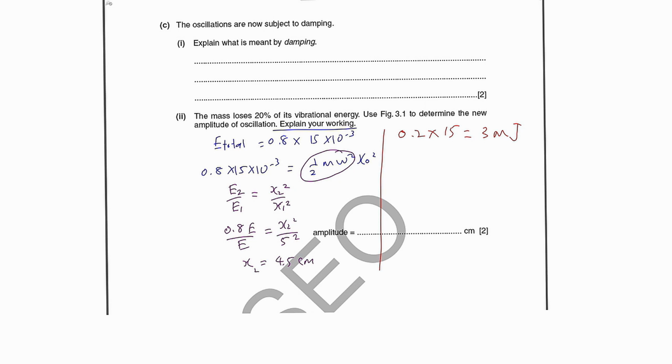That is your "explain your working" part. You need to put that statement: the total energy is now 12 millijoules. Okay, write that down first.